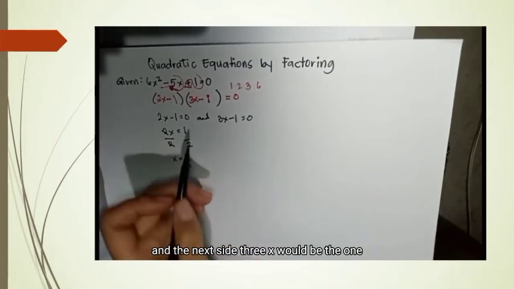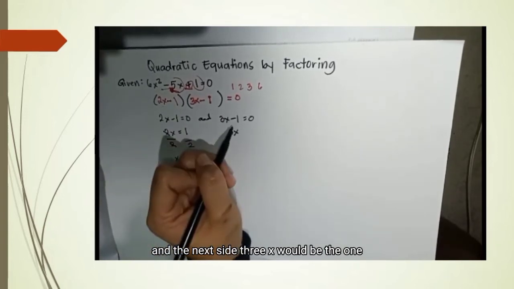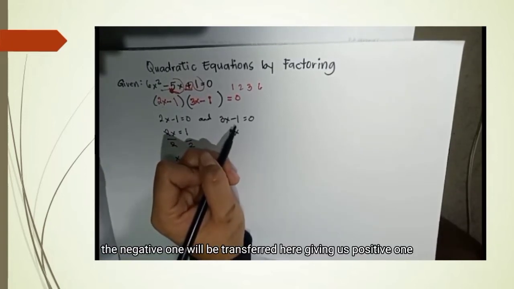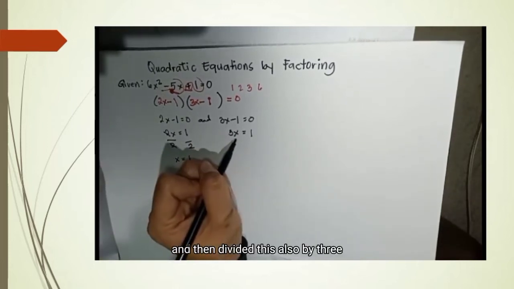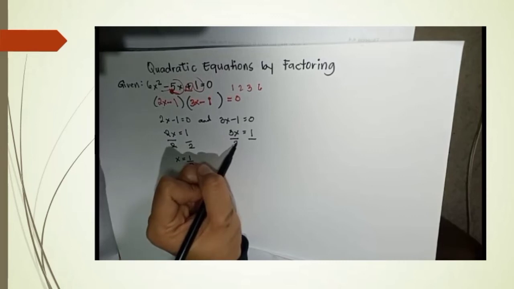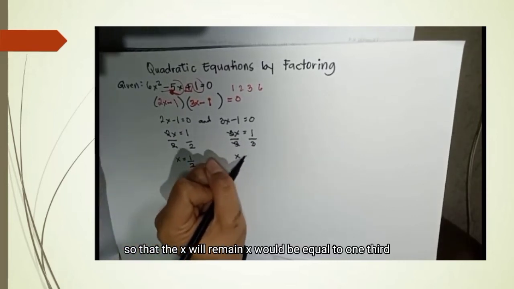On the next side, 3x, the negative 1 will be transferred here, giving us positive 1. And then divide this also by 3 so that the x will remain. X would be equal to 1/3.